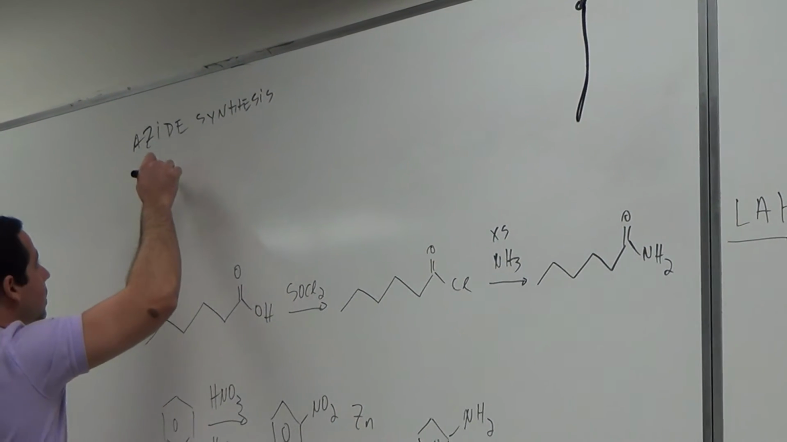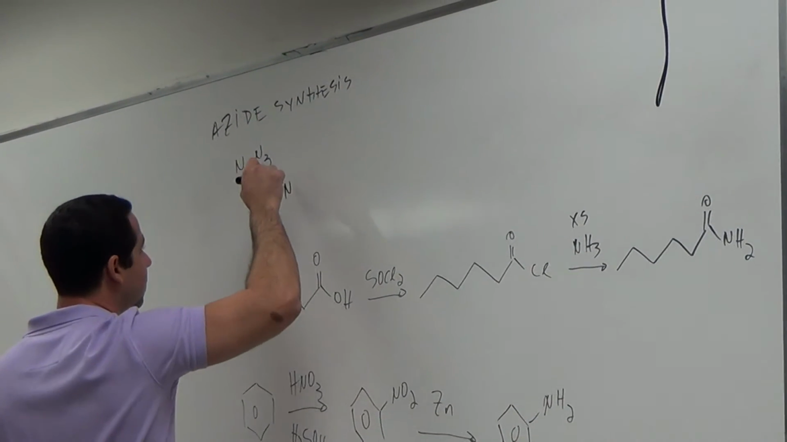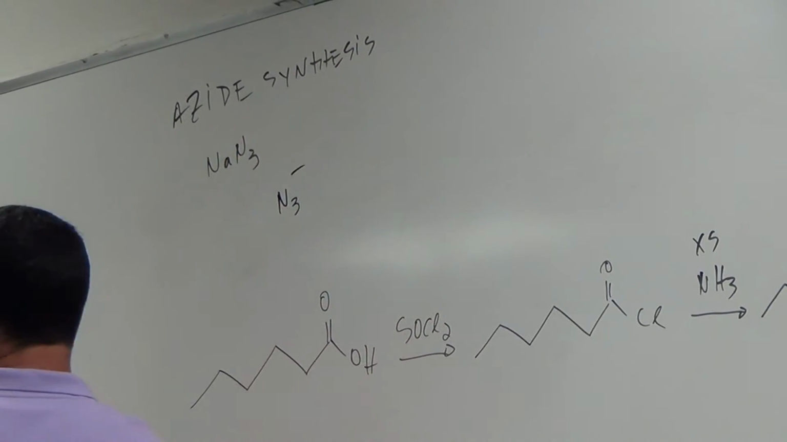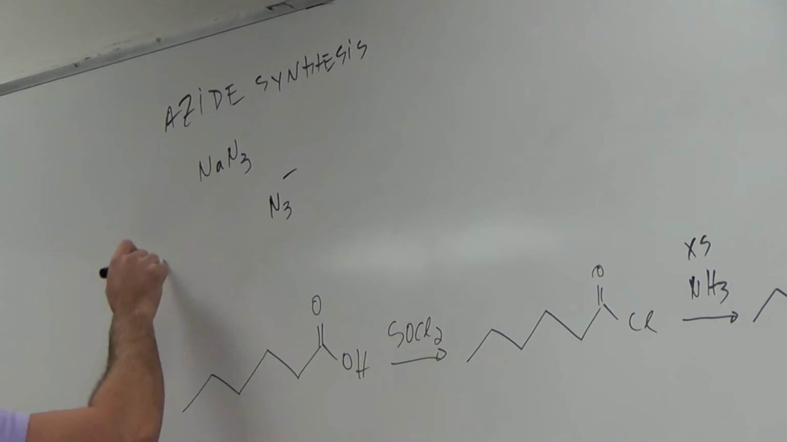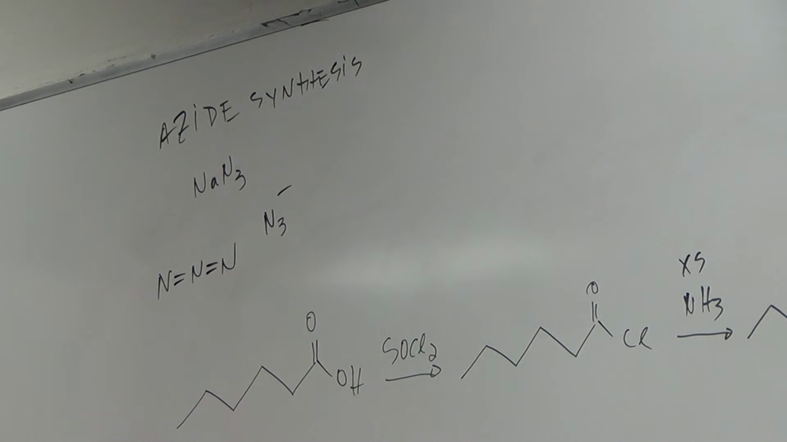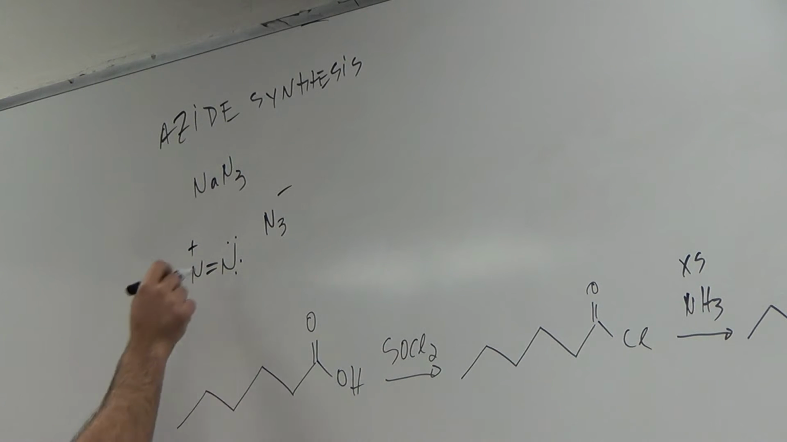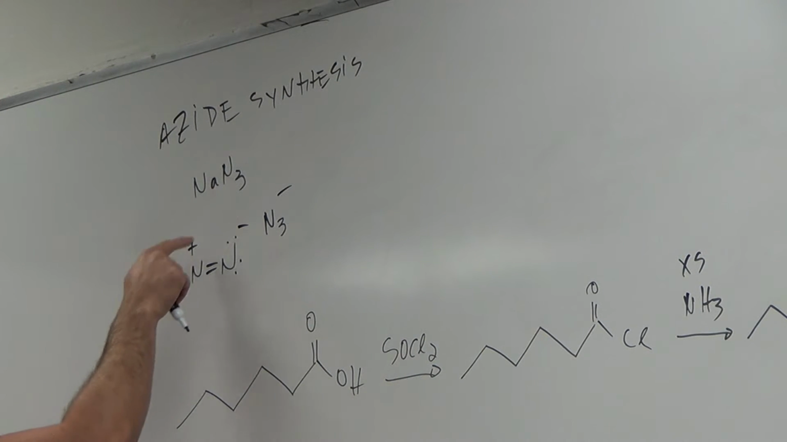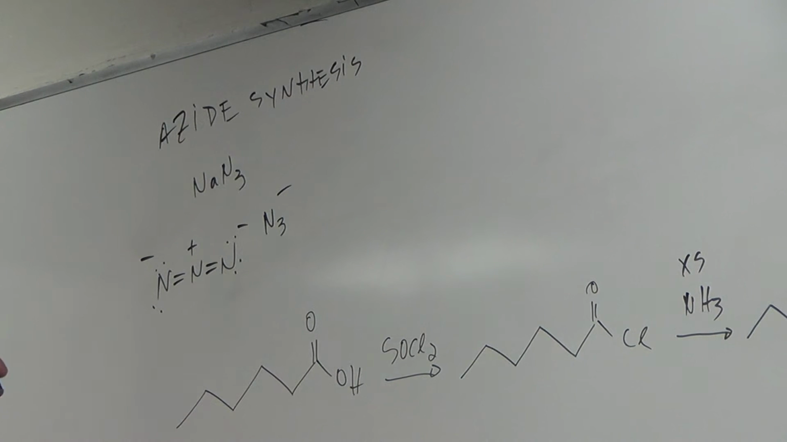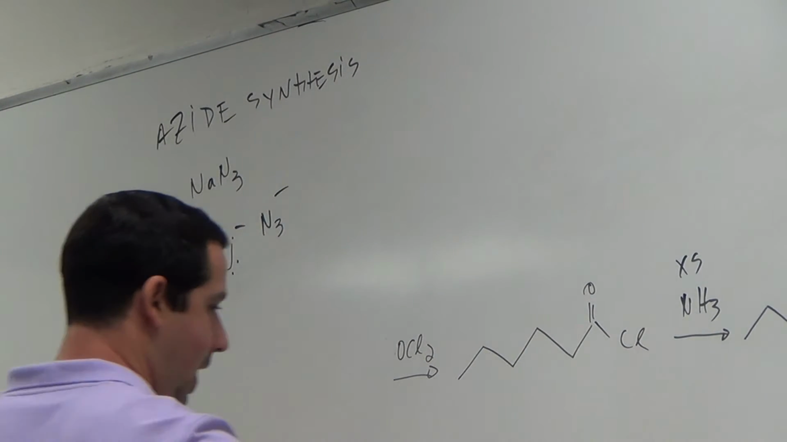Okay, anyway, this is like this. Sodium azide, which is N3 minus. What are the formal charges on this thing? Formal charge here is plus. Formal charge here is minus. Formal charge there is minus. So that plus and that minus cancel out, and we have an overall negative charge. That is a nucleophile, yes? So what does it like to attack? It likes to attack alkyl halides.